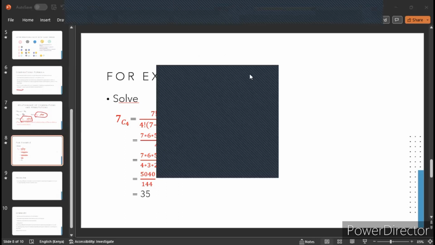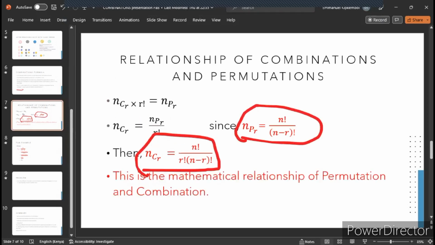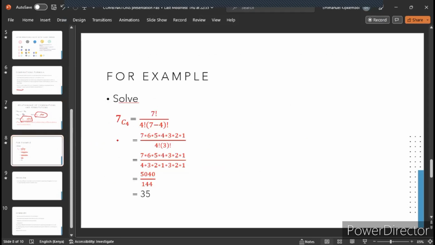Yes, Jacob. Yes, n is 7. Thank you. r is 4. So in this formula, we input our values. n is 7 and r is 4. We compute our values and put them here. Then we have 7 factorial all over 4 factorial into the bracket 7 minus 4 factorial. So this is our solution, 35. So 7 combination 4 is 35.